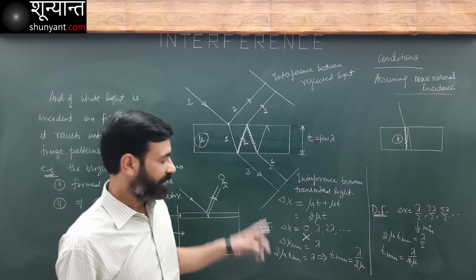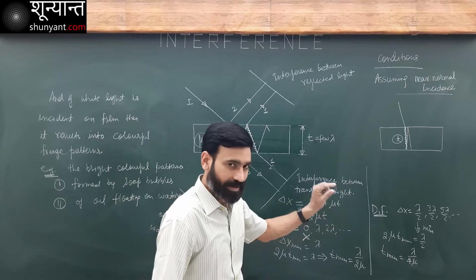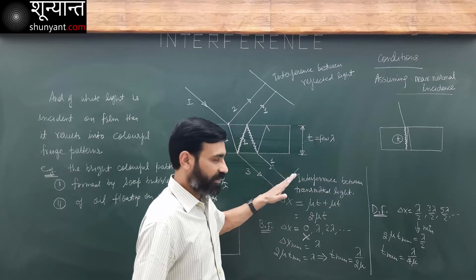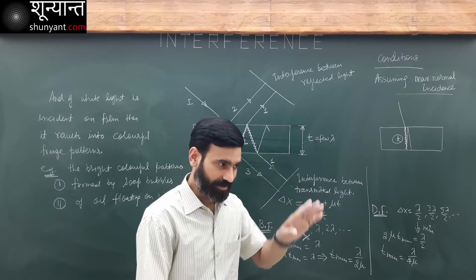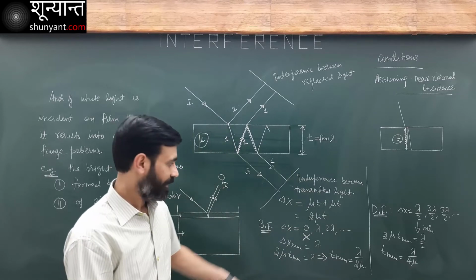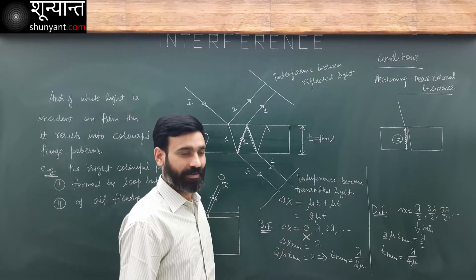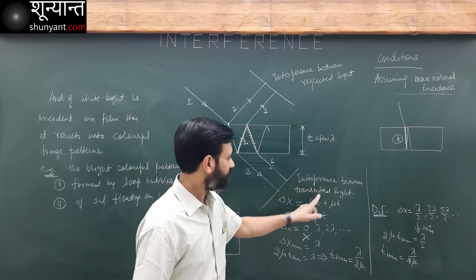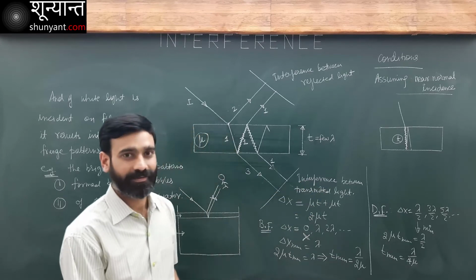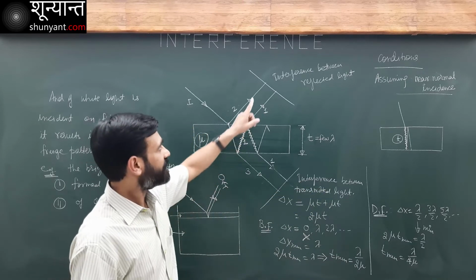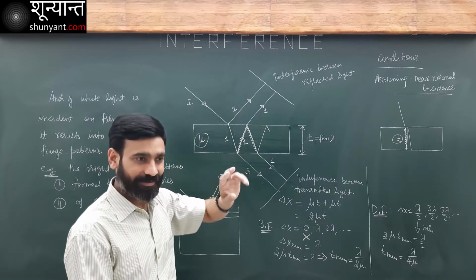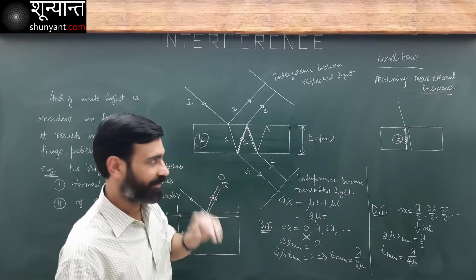So if I have exactly this thickness, then there will be destructive interference, a dark fringe. I will not see anything. In the other case, I will see a bright fringe. This is interference between transmitted light. Now, what is interference between reflected light? This is a little different. We have to do it carefully.